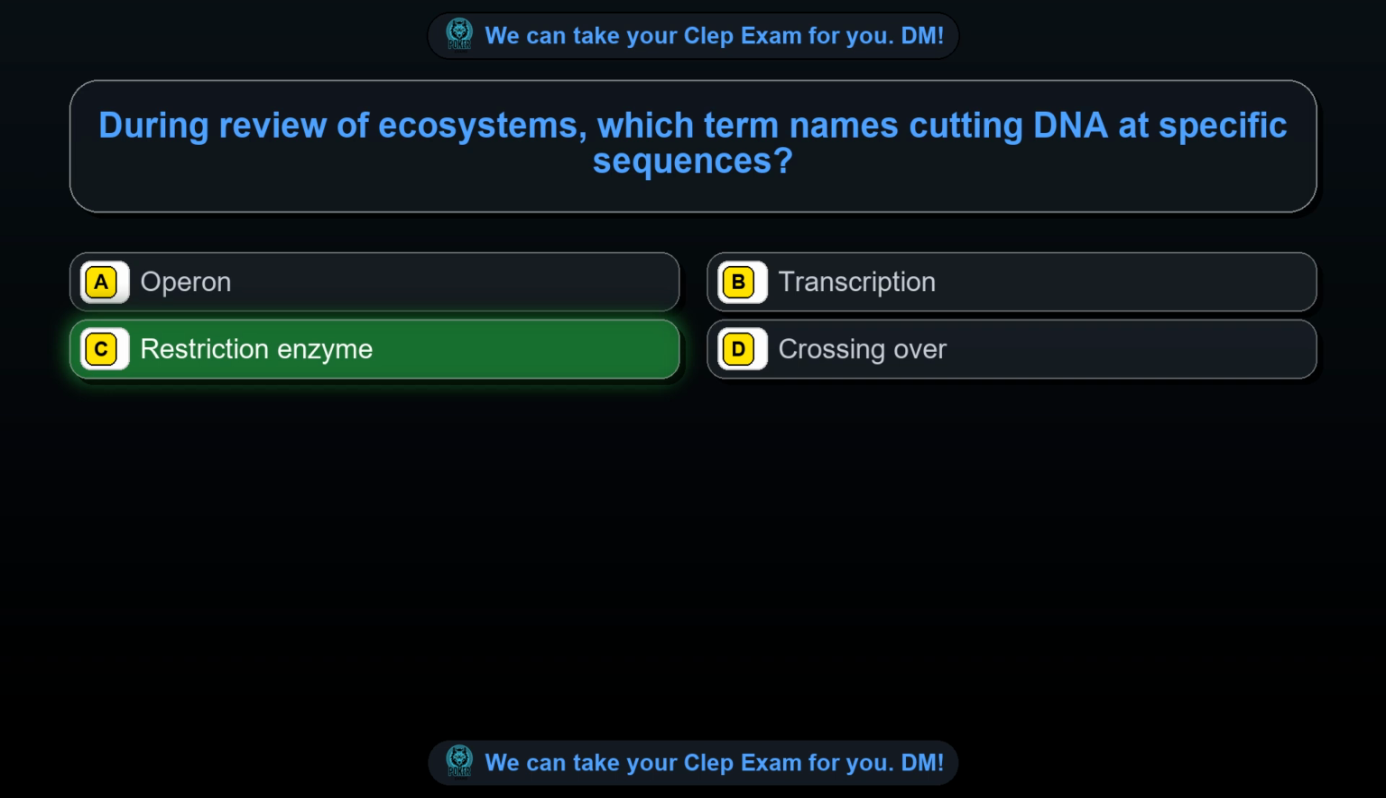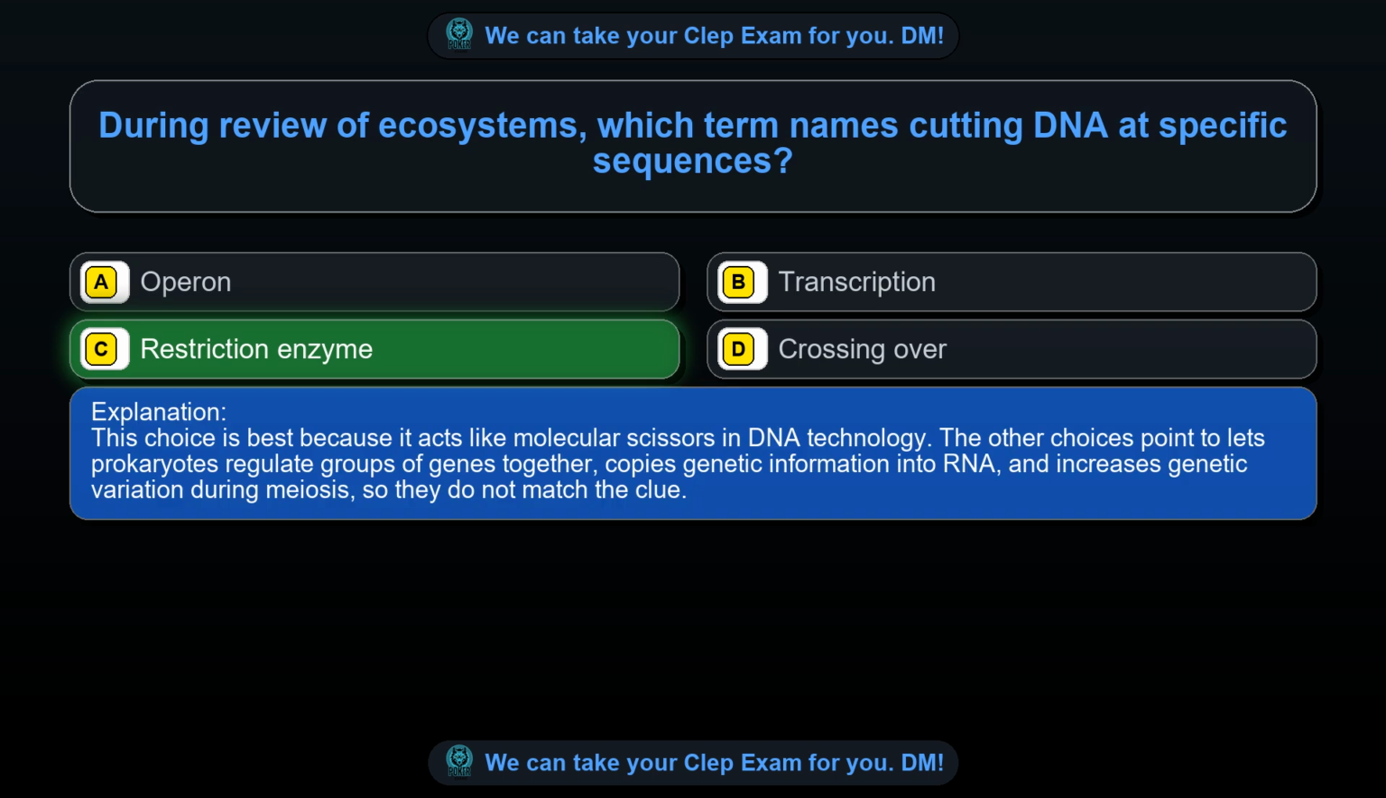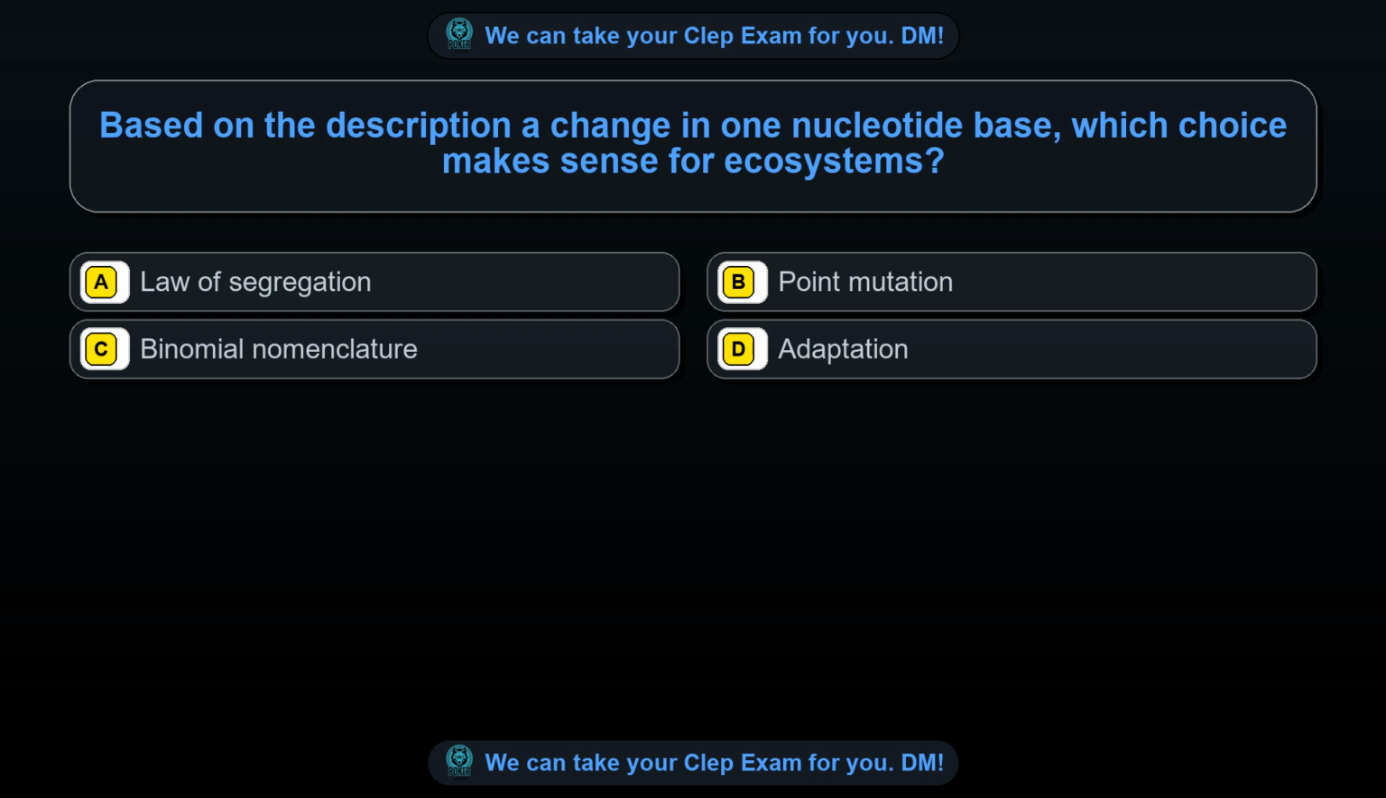The correct answer is option C, restriction enzyme. This choice is best because it acts like molecular scissors in DNA technology. The other choices point to lets prokaryotes regulate groups of genes together, copies genetic information into RNA, and increases genetic variation during meiosis, so they do not match the clue. Question 100. Based on the description a change in one nucleotide base, which choice makes sense for ecosystems? Option A, law of segregation. Option B, point mutation. Option C, binomial nomenclature. Option D, adaptation.